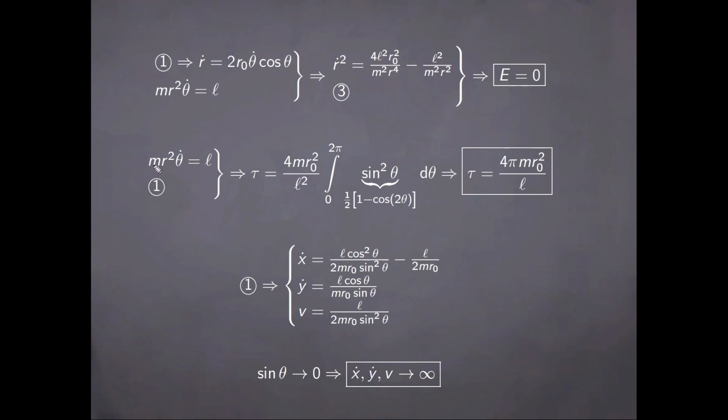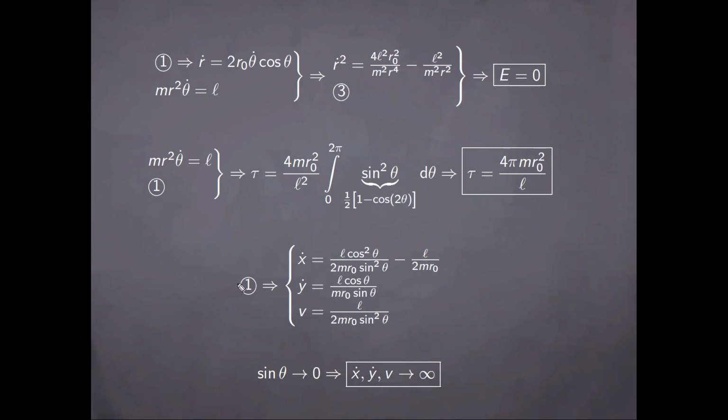Furthermore, once again, using the conservation of angular momentum and the expression of the orbit, we can calculate the time it takes for the particle to perform a full circuit around a circle. And this is done by a simple integration which can be carried out immediately if we use the trigonometric identity given here, and this is the result, which depends on the mass of the particle, the radius of the circle, and the angular momentum.